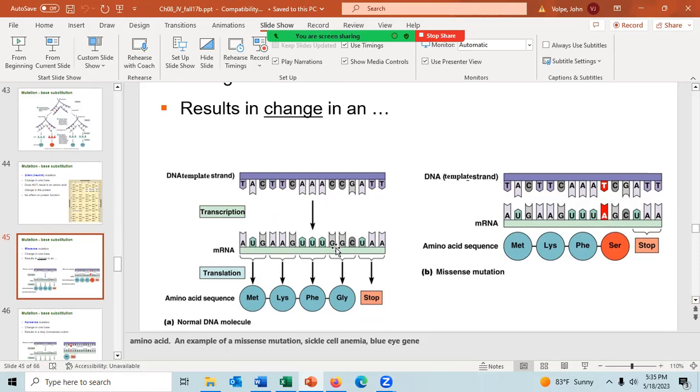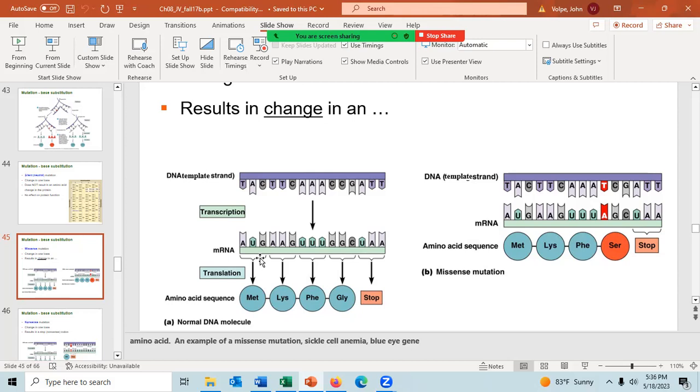So this nucleotide gets changed. Instead of coding for the amino acid glycine, GGC, it now is AGC. That changes the amino acid. It's now serine. And then this protein will differ because it has a different amino acid. This is an example of a missense mutation. Any question about that?